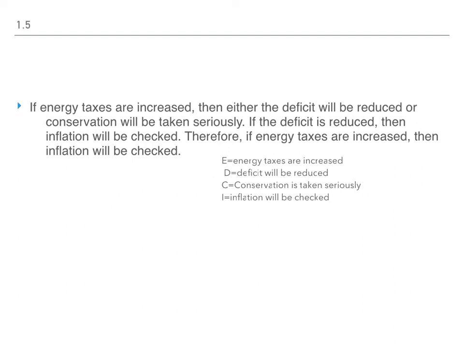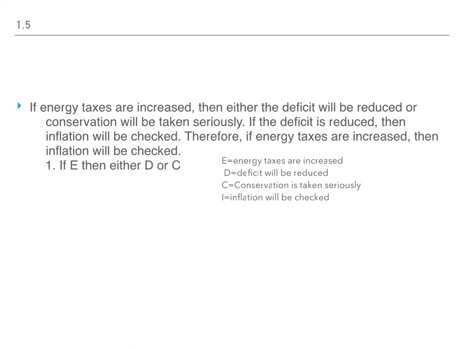So we need to generate a key. How many propositions are there in this statement? Well, there's energy taxes are increased. I'll use E for that. There's the deficit will be reduced. I'll use D for that. There's conservation will be taken seriously. I'll use C for that. And there's inflation will be checked, using I for that.